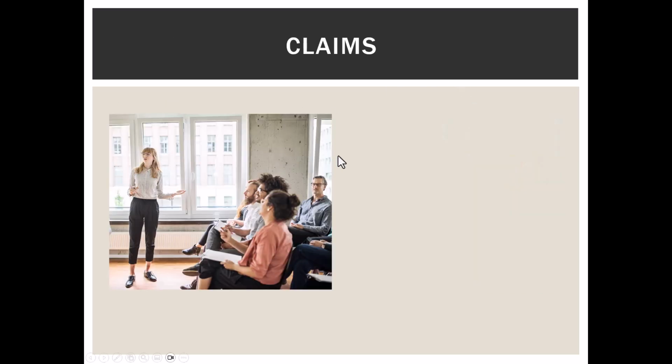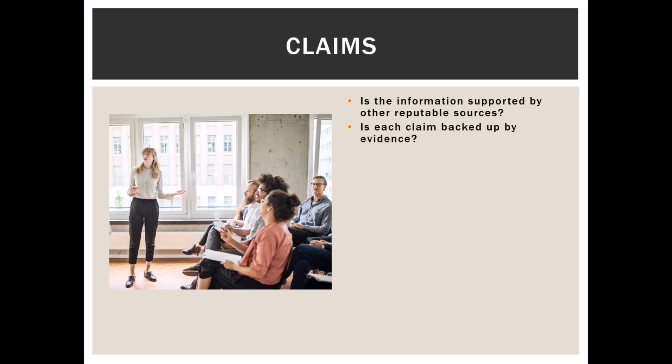Next, we're going to take a look at the claims that the article is making. Is the information supported by other reputable sources? This is why your professor will usually ask you to look at at least 3 different resources. You want to make sure that you're not looking at an outlier. Is each claim backed up by evidence? Do the conclusions that the author developed seem plausible to you?